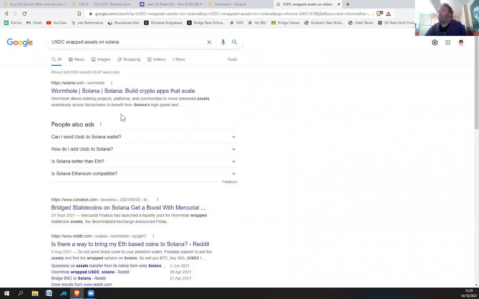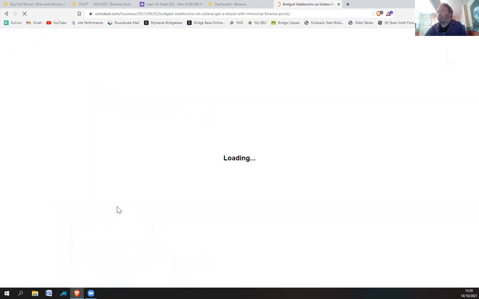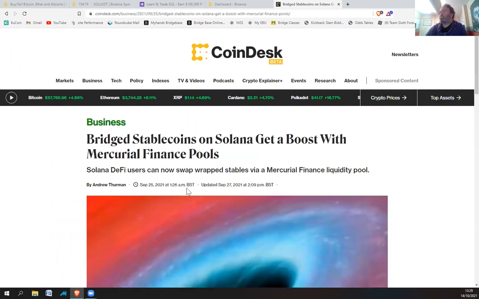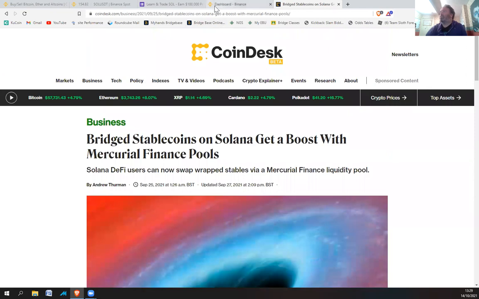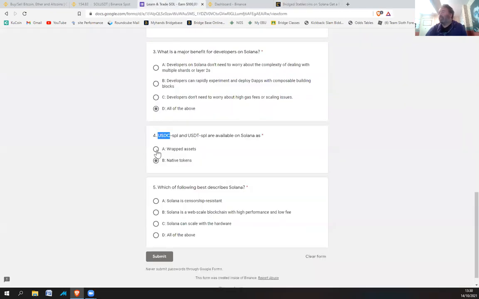Wormhole Solana. Wormhole plan to move tokenized assets across blockchains. Solana DeFi can now swap wrapped stables via Mercurial Finance, which is conceptually similar to Ethereum native. Yeah. You know what? I'm just gonna complete the thing twice. Okay, so I'm not sure of the answer. I'm gonna go for that. I think it's wrapped assets.